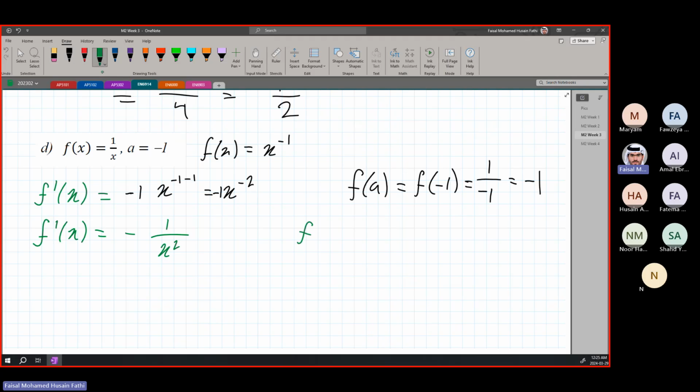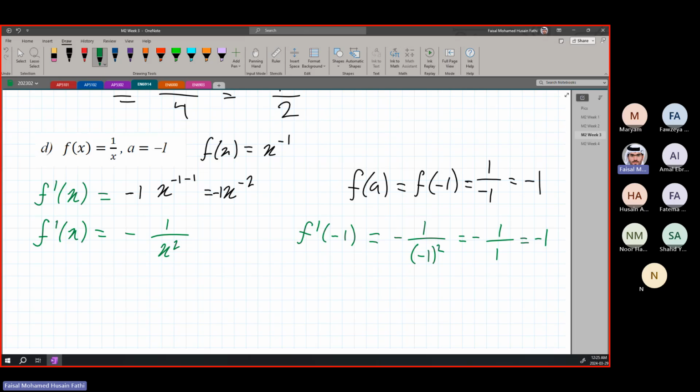We can find our f prime of a. In this case, f prime of a is f prime of minus 1. And we just substitute. So minus 1 over minus 1 squared. Minus 1 squared is positive. So it is again minus 1.